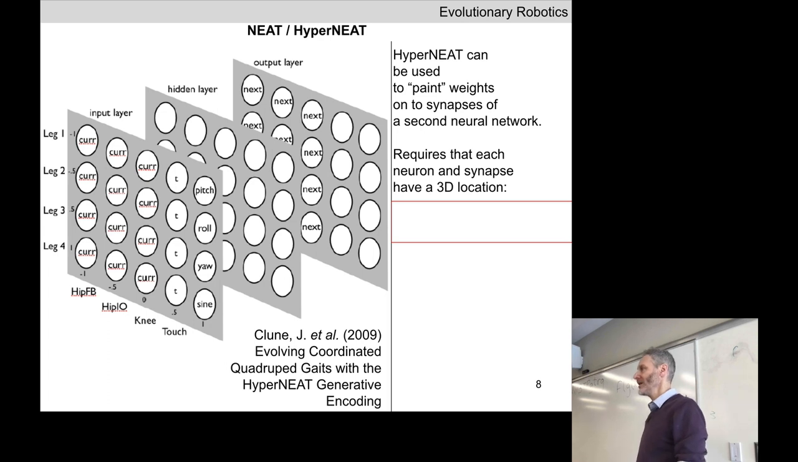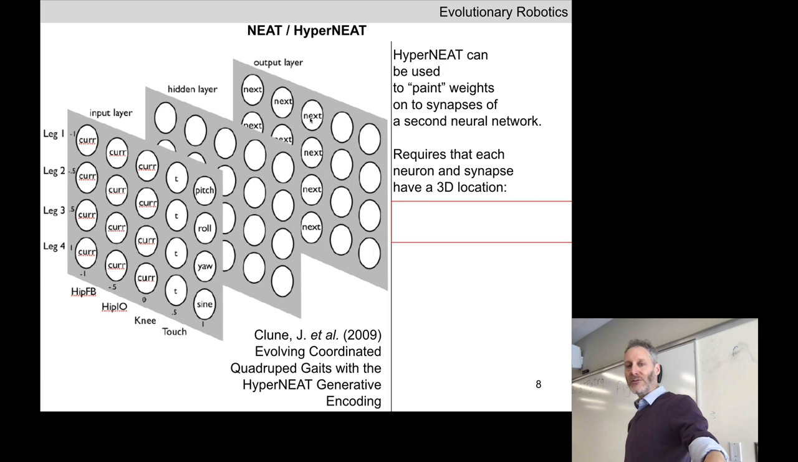Probably it is, yeah? So we've got these 16 sensor neurons, and each of the 16 sensor neurons sends out 25 synapses that connect to the 5 times 4 hidden neurons. And then each of the 25 hidden neurons sends out 3 times 4, so 12, outgoing synapses that connect to each of the 12 motor neurons.